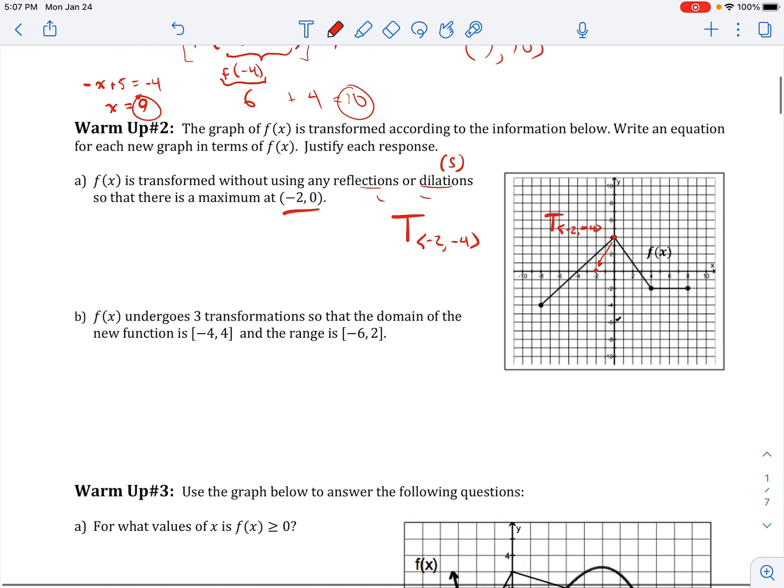If this original thing is f(x), what we need to write, or how we change that, is we put x + 2 in there, and we put a -4 on the outside. That will be our new function.